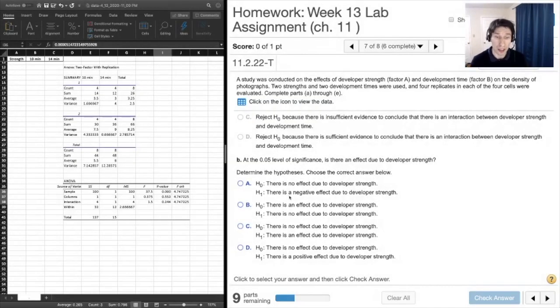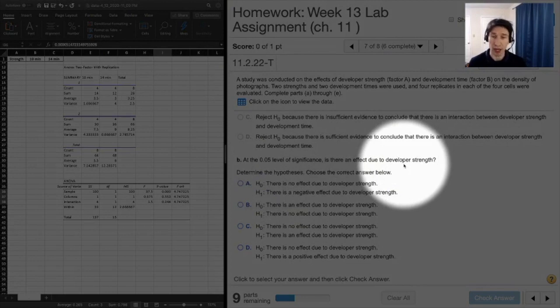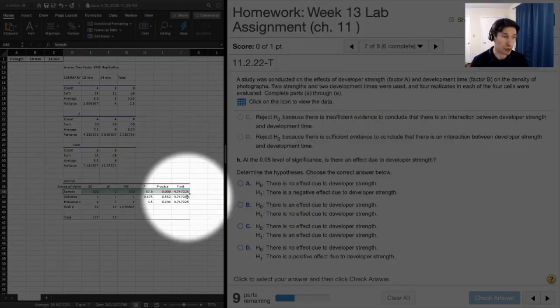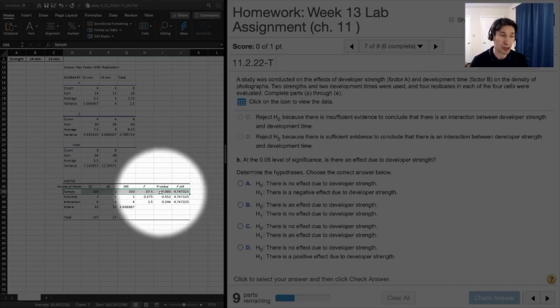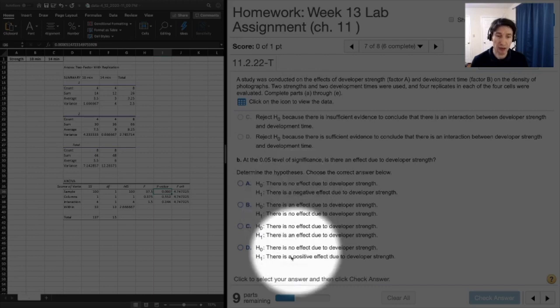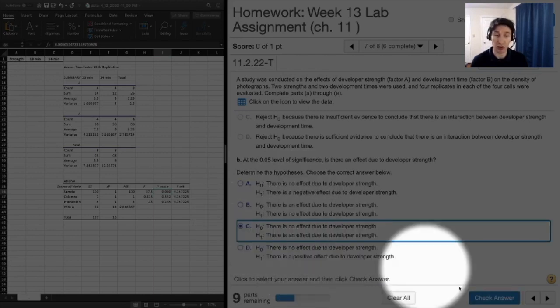Okay, so let's do it. Is there an effect due to developer strength? Developer strength is our first factor. It's our first line. Is there an effect? Yes. Look at this p-value. So what is the hypothesis? Again, the hypothesis is that there is no effect versus not this. We're not saying it has to be negative. We're not saying it has to be positive. It's just no effect versus an effect.